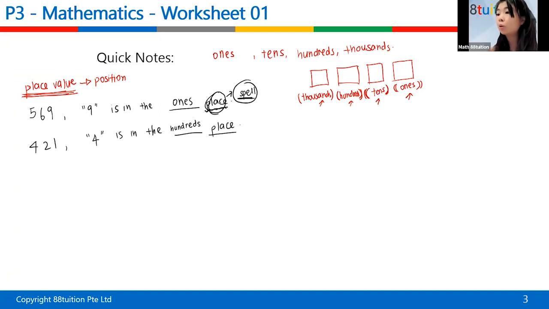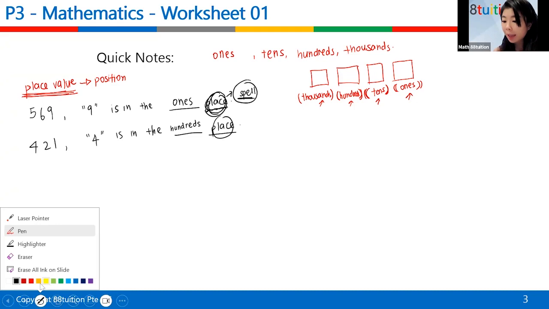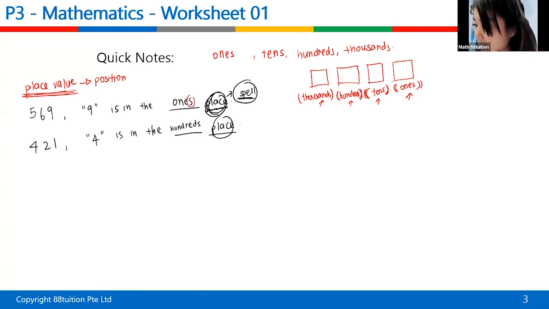Good. So please take note. Whenever I see what place, not only must I spell it out, I also must add the S behind. So I cannot say 100 place. I must say hundreds place. Jingjie and Sakti, do you understand what I'm talking about? Are we clear? Please remember this. Okay, let's move on.